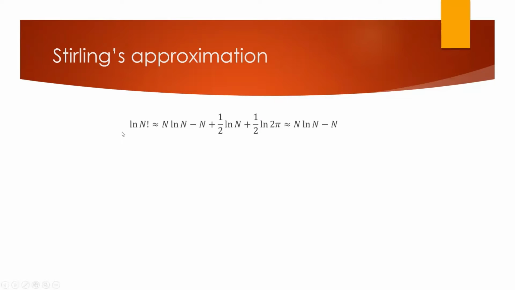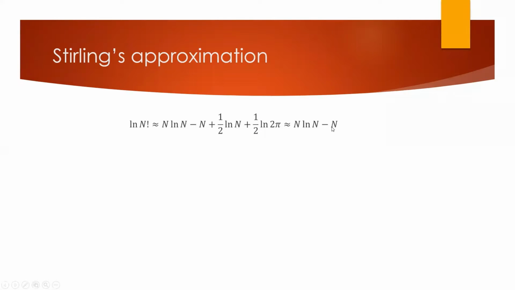So the natural log of n factorial is approximately n natural log of n minus n, and then we can add 1/2 natural log of n plus 1/2 the natural log of 2 pi. When n gets sufficiently large, n natural log of n becomes much bigger than this, and we can approximate this out as well to get n natural log of n minus n.